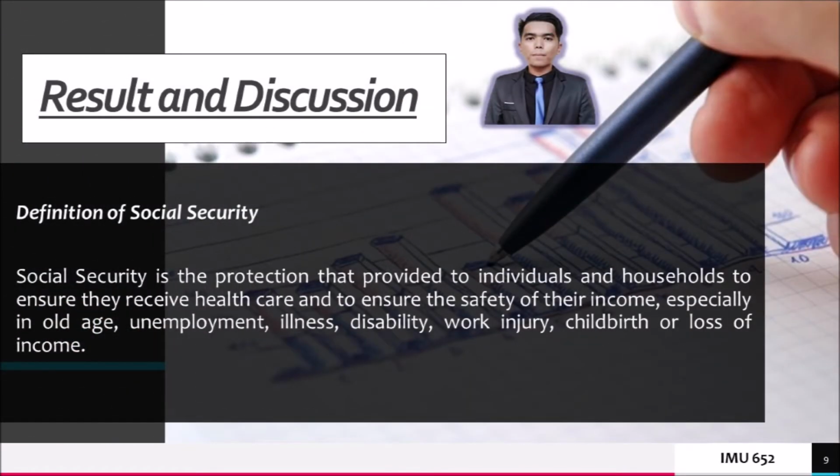Okay, for result and discussion, we want to state the definition of social security, where social security is the protection provided to individuals and households to ensure they receive healthcare and to ensure the safety of their income, especially in old age, unemployment, illness, disability, work injury, childbirth, or loss of income.